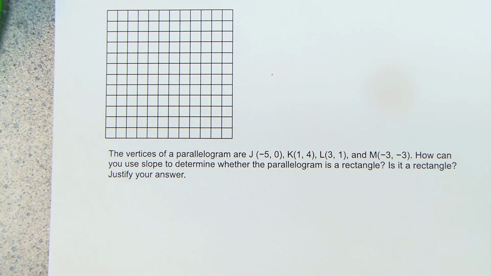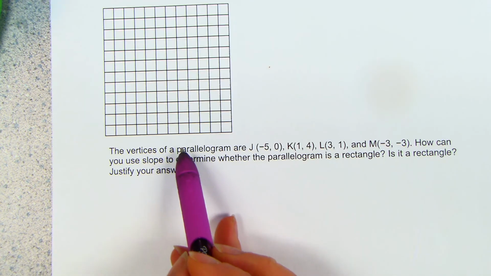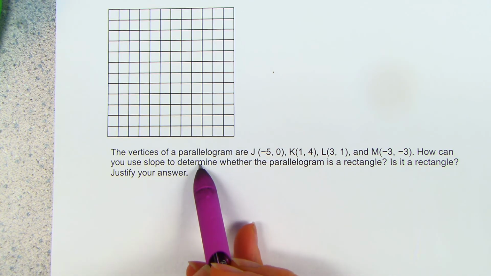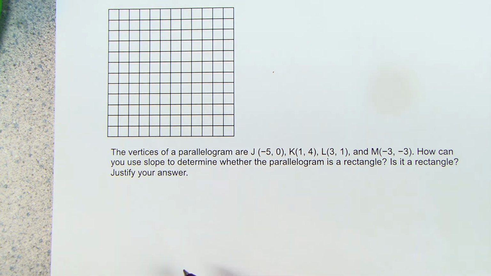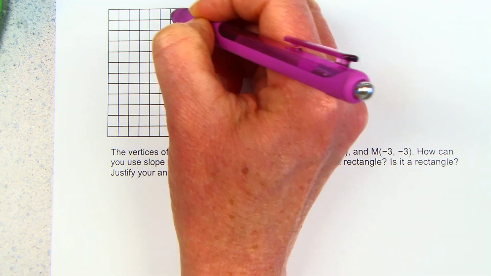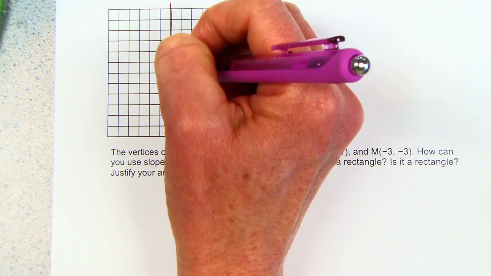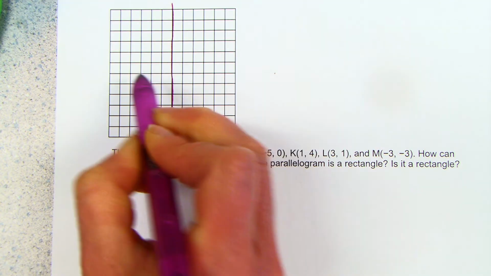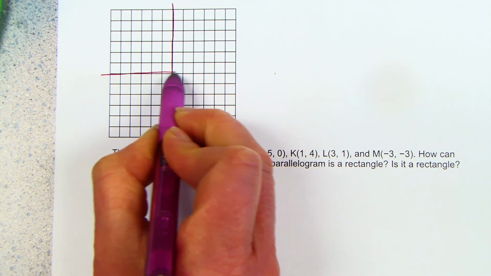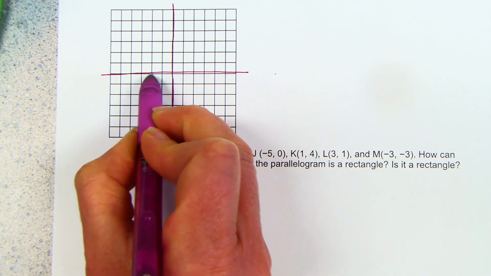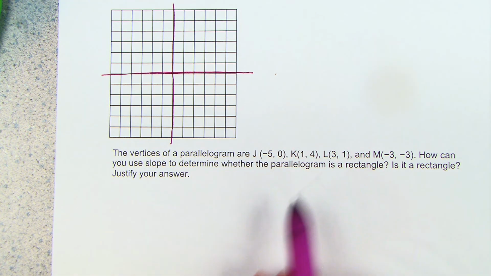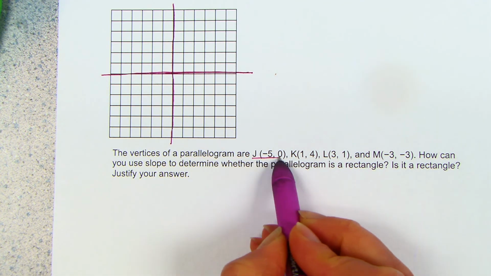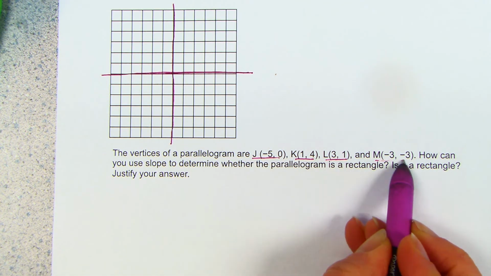Okay, one more. And there's no you try with this one. This time you are doing that same vertices of a parallelogram thing, but we're trying to use slope to determine whether the parallelogram is a rectangle. Okay, so let's do the same thing. Let's draw. Let's plot our points: J, K, L, and M.